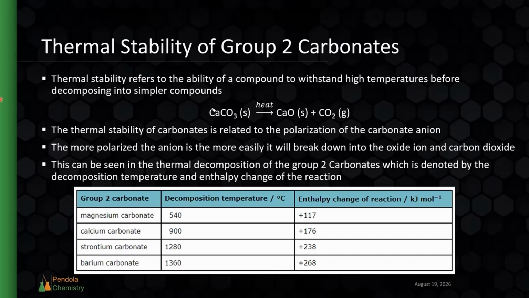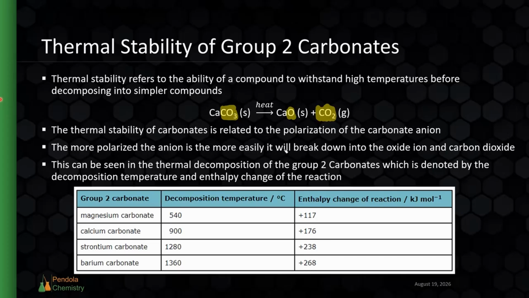Now, which group 2 element we have doesn't matter yet. We'll talk about it in a second. If we look at the carbonate, it does not survive the decomposition. It gets broken apart into the carbon dioxide and the oxygen in the oxide. 1 carbon, 2 oxygens, plus the other oxygen gives us 3.